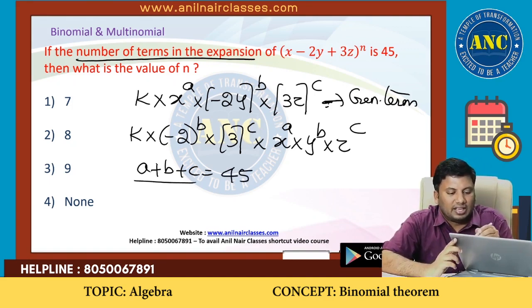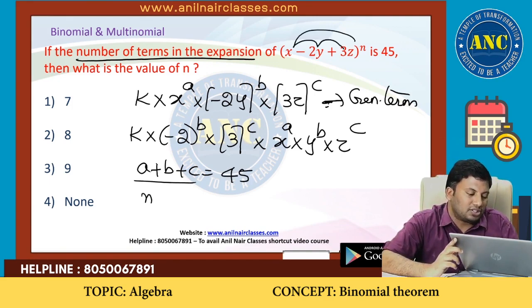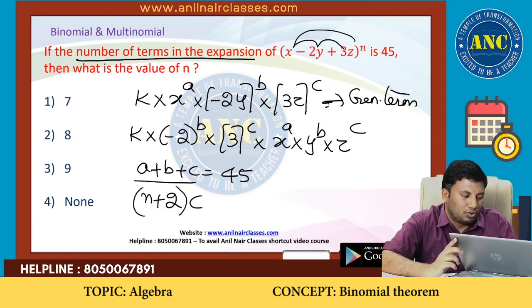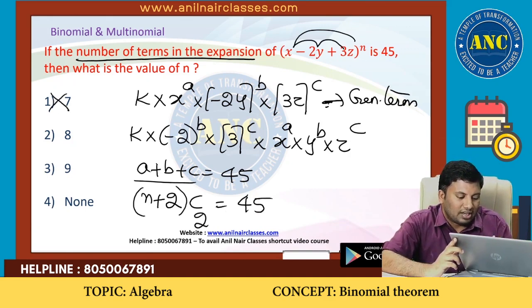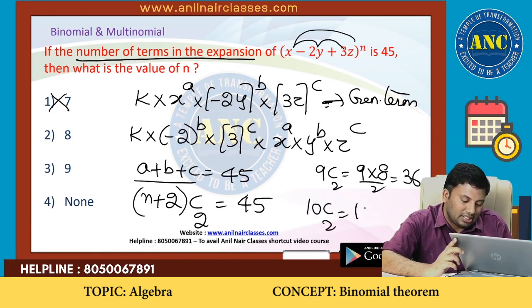So if it is n, if there are 3 variables, n plus 3 balls are there. How many gaps will be there? N plus 2. N plus 2 C2 equivalent to 45. Substitute the answer. 1, 7. 7 plus 2 is 9 C2, which is 9 into 8 by 2, which is 36. Not possible. 8 plus 2, it is 10 C2, which is 10 into 9 by 2, which is 45.